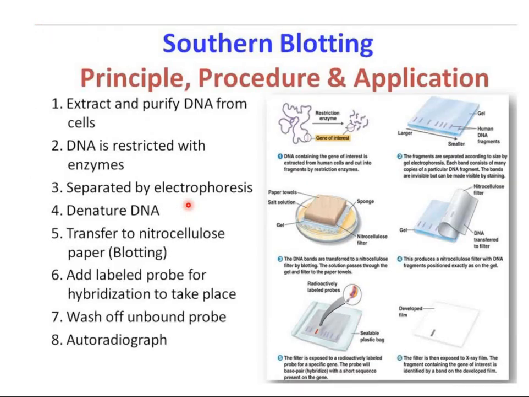Then I told you the procedure, principle and application of Southern blot, and how we go about it. We extract and purify the DNA. In the case of Southern blot, DNA is digested with restriction enzymes and separated using electrophoresis. Then you treat it with a mild alkali to denature the DNA so it becomes single stranded. You transfer it to a nitrocellulose paper and fix it using either UV cross-linking or heating. Then you add labeled probes.